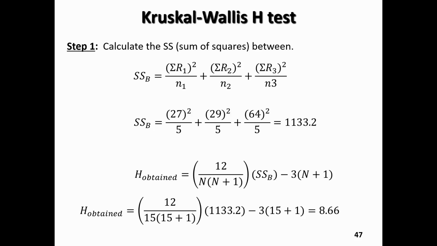We repeat that for group 2, so we match up group 2 with and divided by 5, and then the summed ranks for group 3 divided by the sample size for group 3. And so substituting the data from the table, we have 27 squared divided by 5. We add that to the next summed ranks squared value, and we continue, and we have a sum of squares between that we will use moving forward to calculate our key test statistic, which is the H statistic.